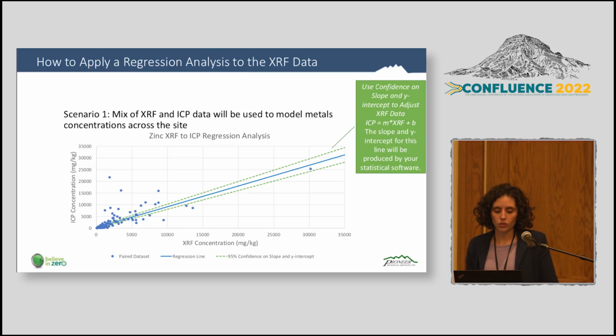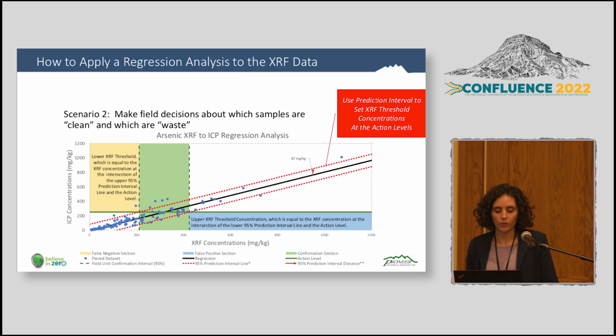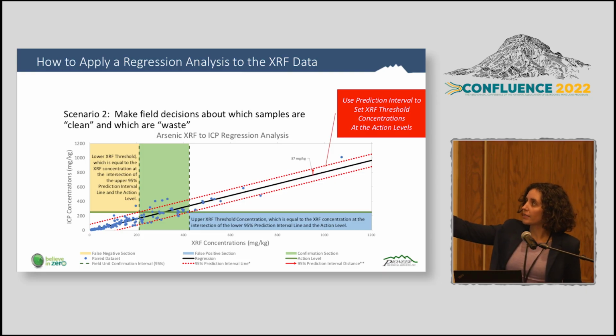So for scenario 2, when we're making field decisions about which samples are clean and which samples are waste, there are several considerations you want to keep in mind. In this instance, we want to reduce the occurrence of false negatives and false positives. In a false negative situation, if you show it on a scatter plot, it's that yellow square on the left.